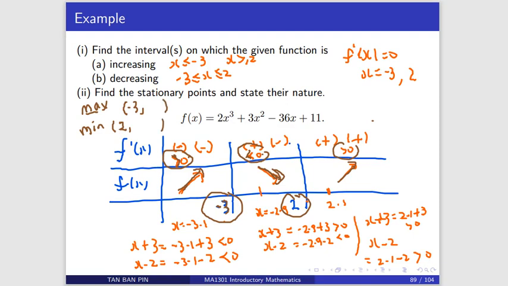And then you just work out the y value. Here is 92, here is minus 33. So you have a maximum point at (minus 3, 92), minimum point at (2, minus 33). So the two stationary points are at x equal to minus 3 and x equal to 2, and it's maximum and minimum at minus 3 and 2 respectively.